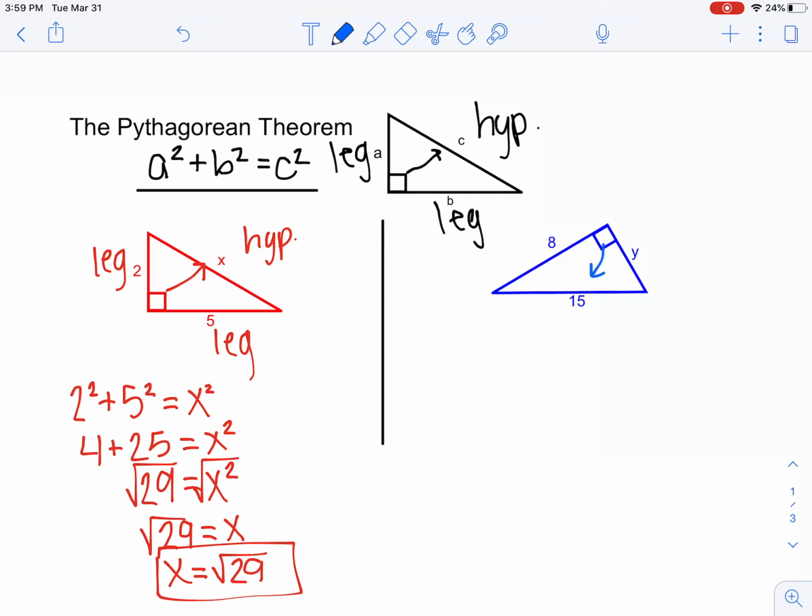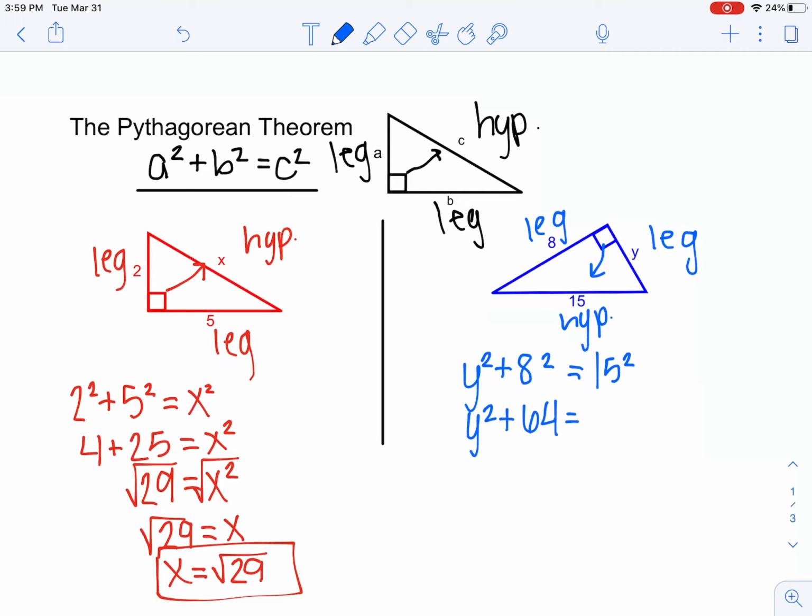So again, going across from my right angle is my hypotenuse, and then I have my two legs. So using the Pythagorean theorem, I can say that y squared plus 8 squared equals 15 squared. 8 squared becomes 64, and 15 squared becomes 225. Now if I'm trying to get y squared by itself, I want to subtract my 64 from both sides.